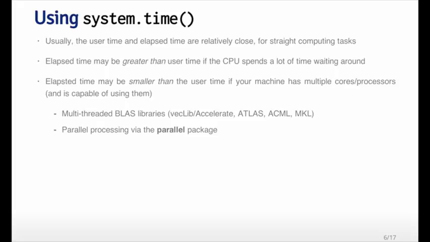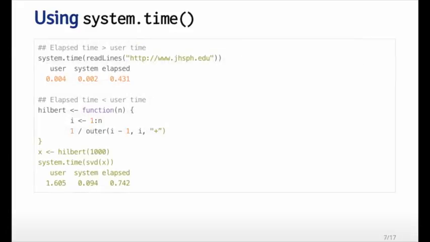There are also parallel processing libraries, for example the parallel package, which can use multiple cores, but it can also use multiple computers. And so this will potentially lead to a program that takes more user time than it does elapsed time. I'll give an example of how this will work.